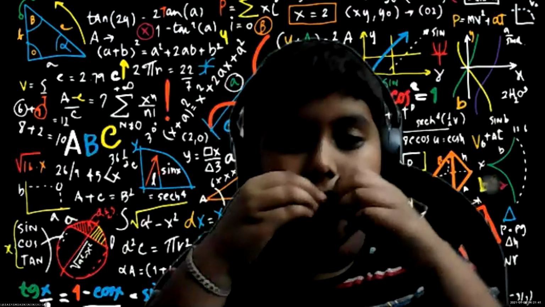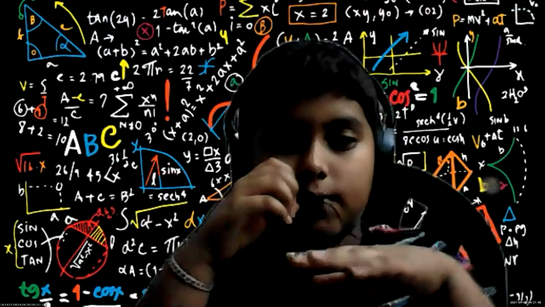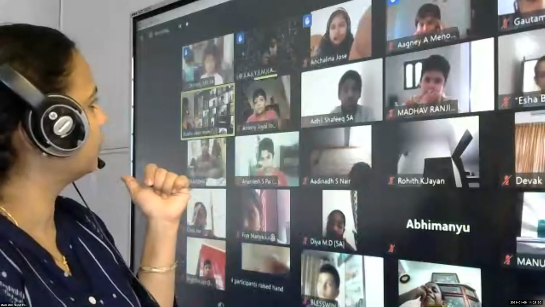Ma'am, so we will only add 0 to the right side of the smallest number? Yes, we will add only. Okay. And so first we will do some examples of this and then we'll start the workbook, right? Usually what we will do, Ayman. Like that only.